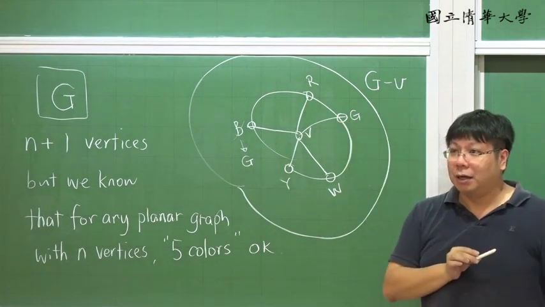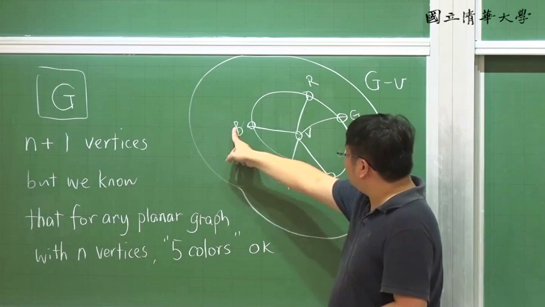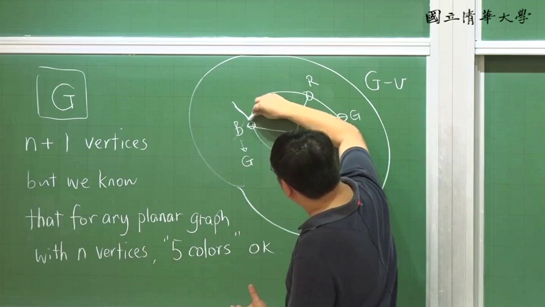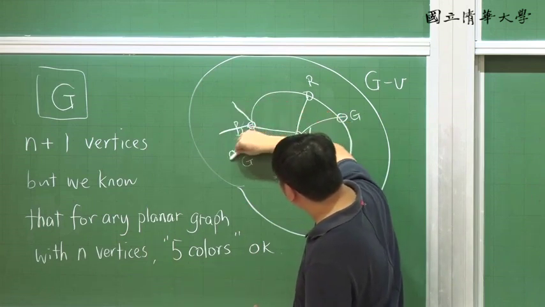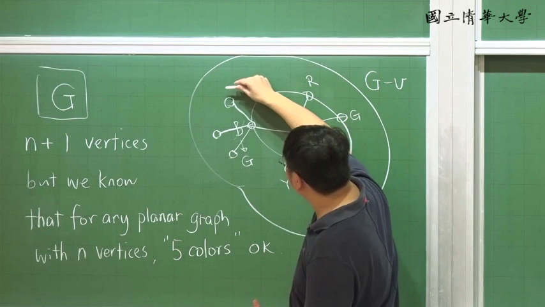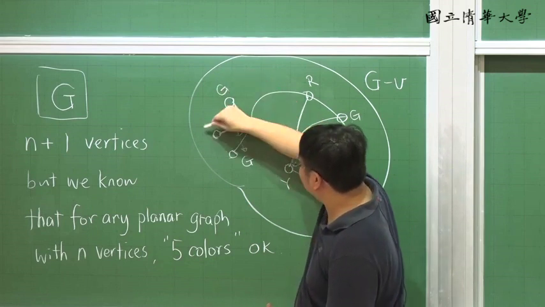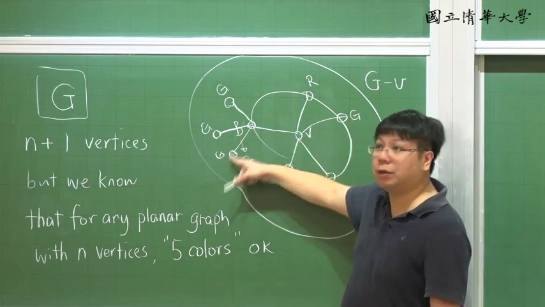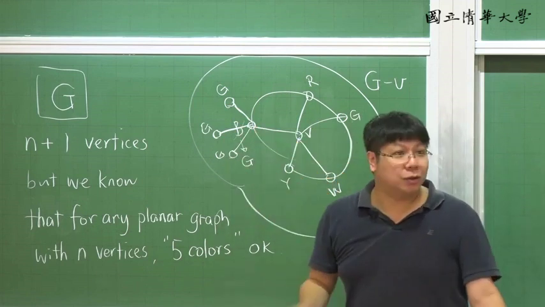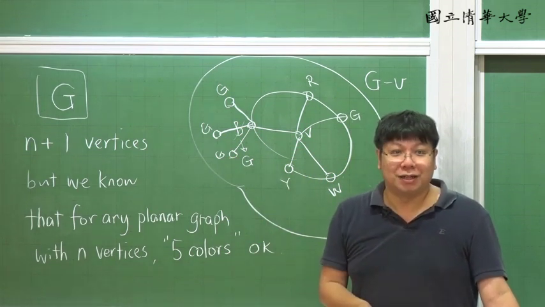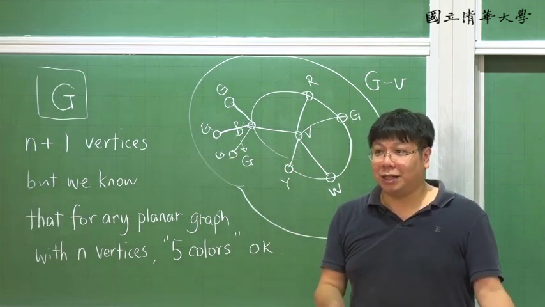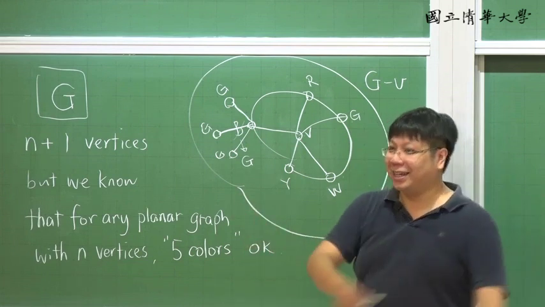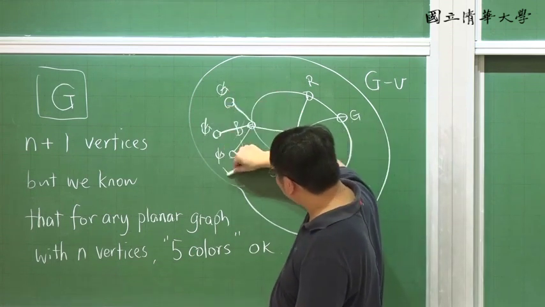But what will happen? If I change this from blue into green, then what is the problem? The problem is that maybe there are some vertices joining to this one that were originally colored in green. So if I change this from blue to green, then we have a green-green conflict. Then what should we do? Change green into white? No, easier: change green into blue. So we do green into blue.